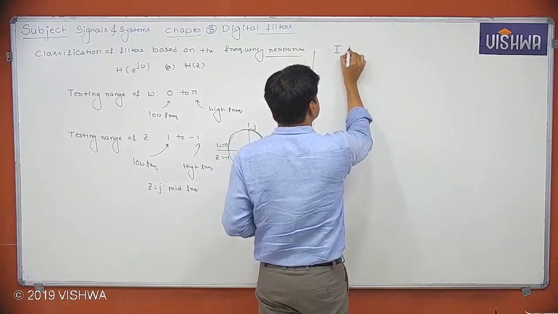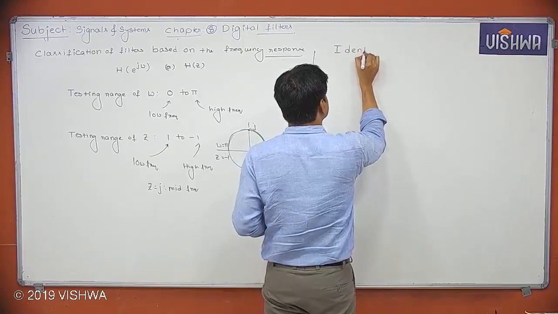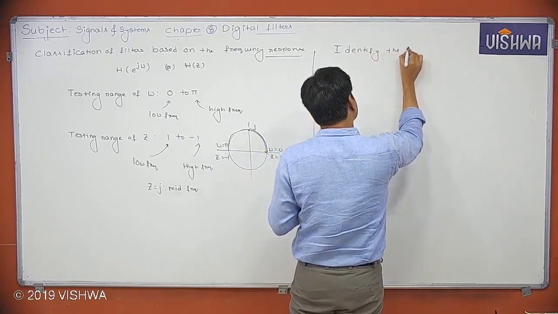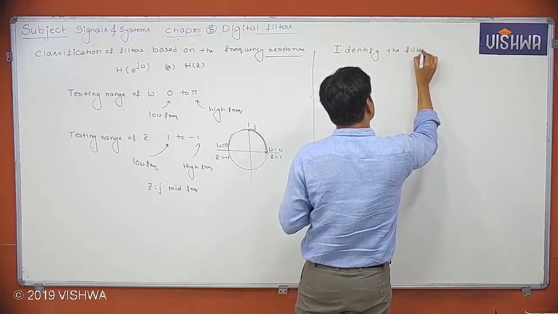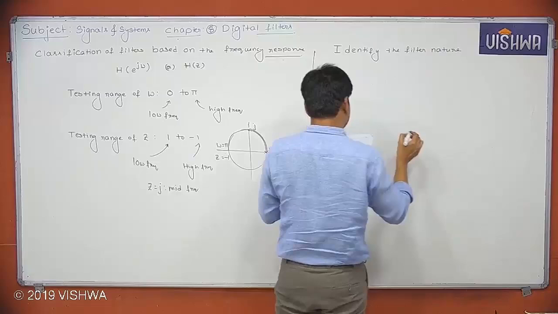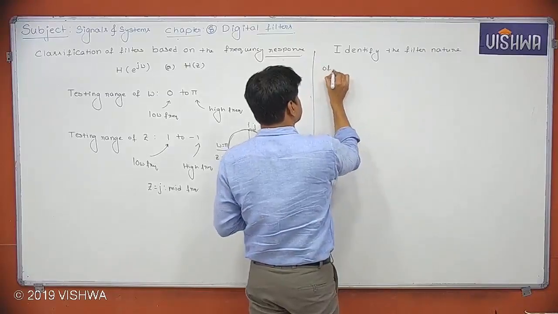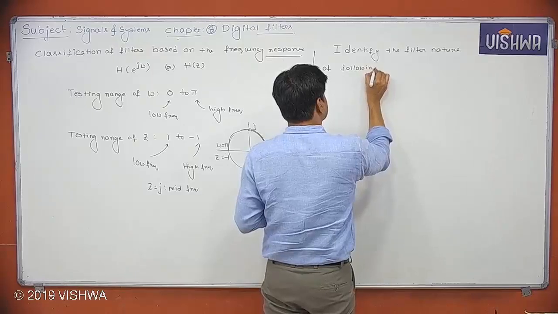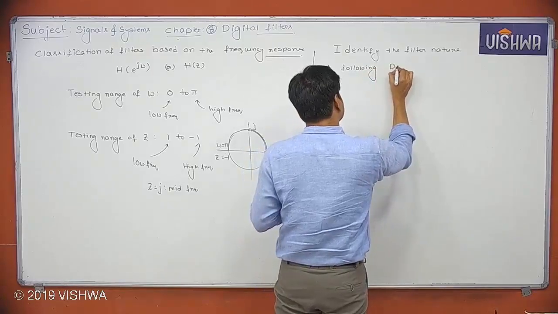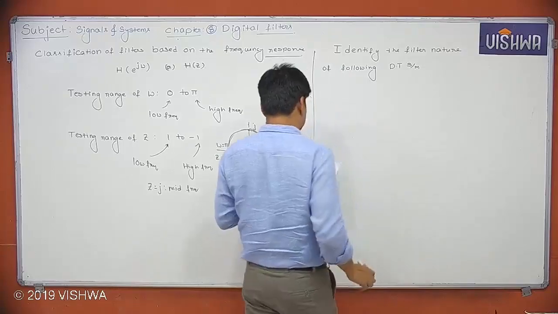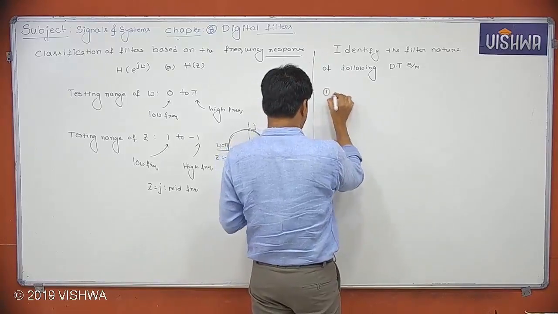Identify the filter nature of the following discrete time systems. So let's see the first question.